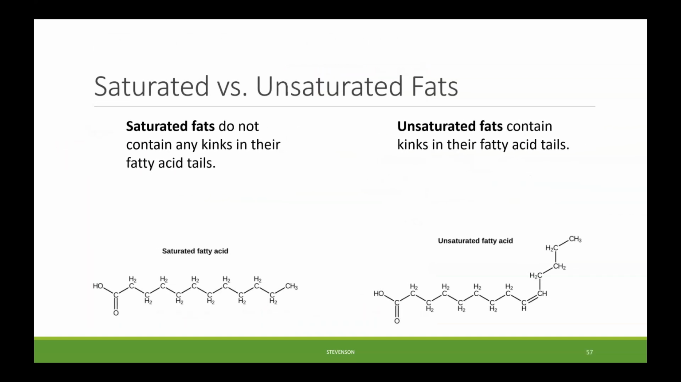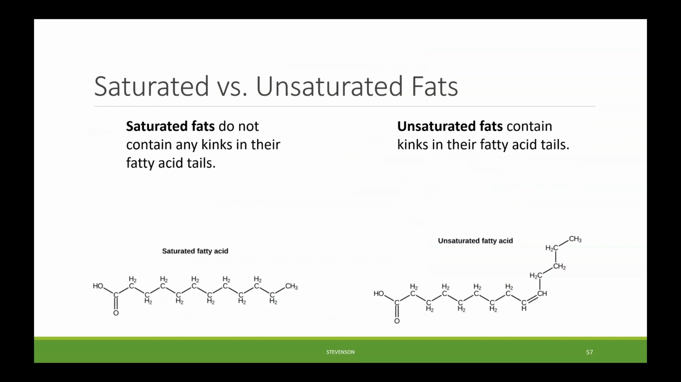Here we have a saturated fatty acid on the left, and on the right we have an unsaturated fatty acid. Now, I know that here in these images, which were taken from your textbook, it's showing the chain in a zigzag line rather than a straight line for both of these, but those zigzags are not the kinks that we're talking about. What you see on the right-hand side, where the fatty acid chain makes a sharp turn upward, that is a major kink in the fatty acid chain. And that's the distinction between saturated and unsaturated fats.